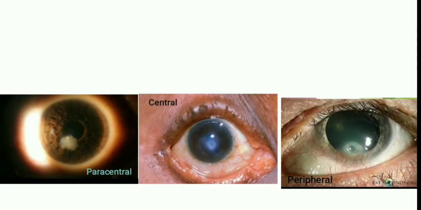So you can classify corneal ulcer, first of all, based on the location. You can classify it as peripheral, central, paracentral. So when it is overlying the pupil, it will be central. When it is near to the corneoscleral limbus, it will be peripheral. In between the central and peripheral, that region is paracentral.